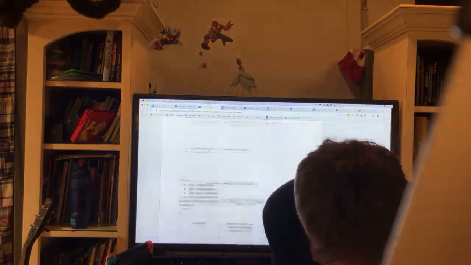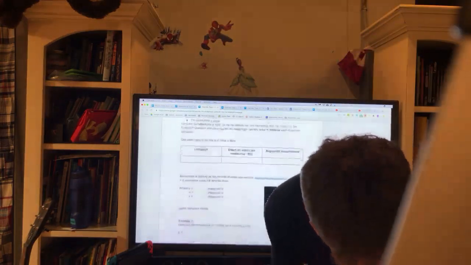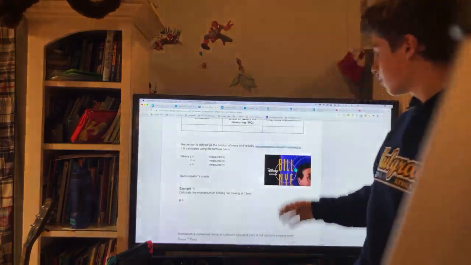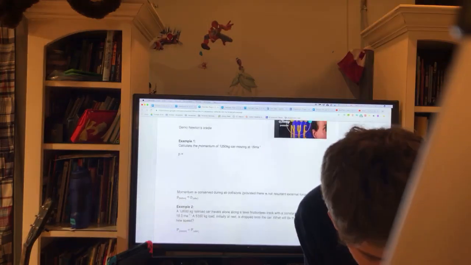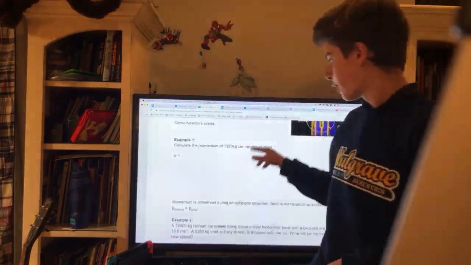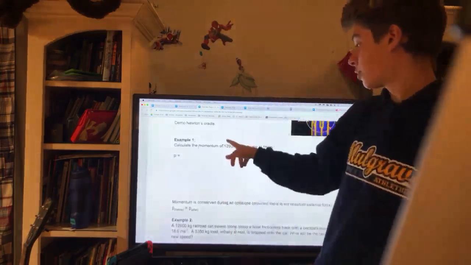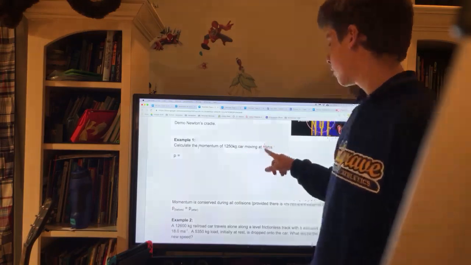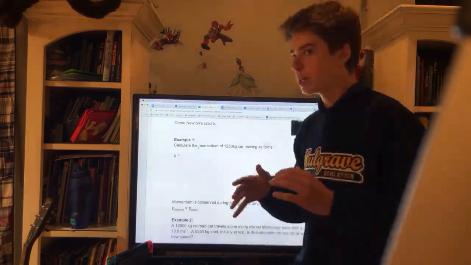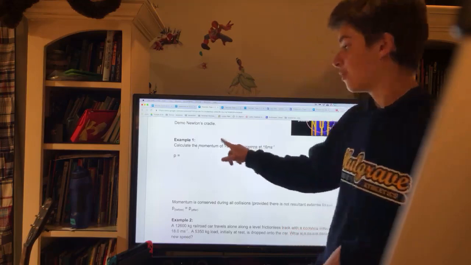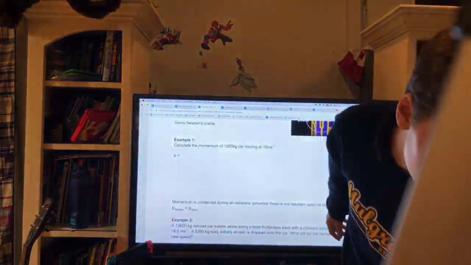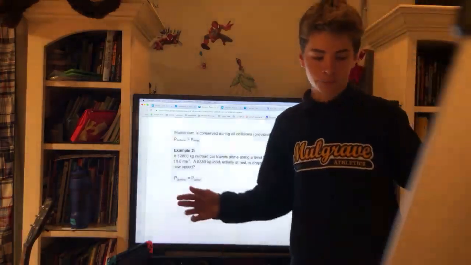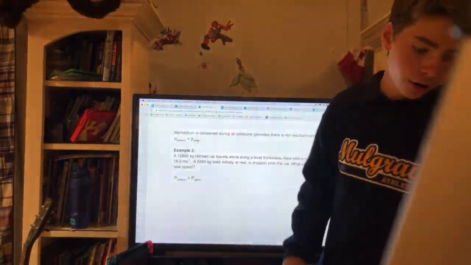So basically, find the conservation of momentum in 2D. Here we have a lovely image of Bill Nye. Really, really nice guy actually. So okay, we're going to start easy here. Calculate the momentum of a 1,250 kilogram car moving at 15 meters a second. Momentum is mass times velocity. So you get the mass, you multiply by the velocity. Really, really simple.